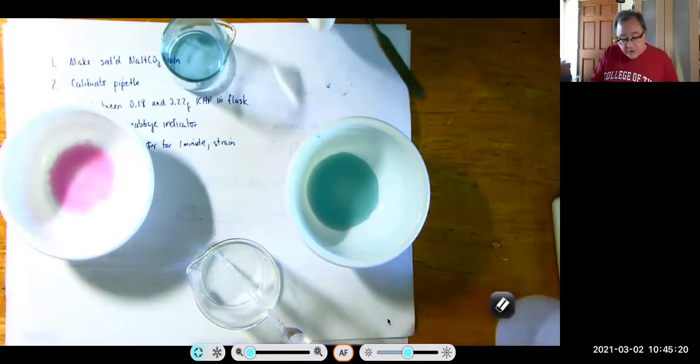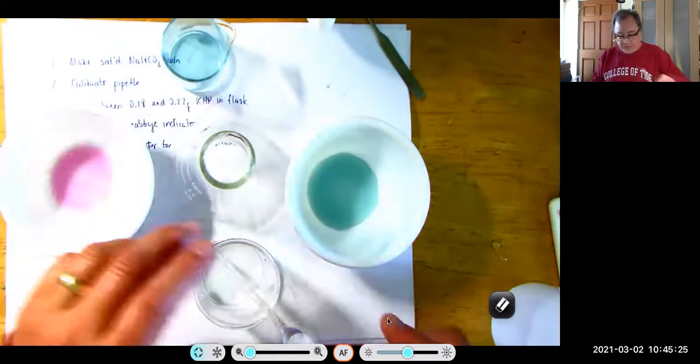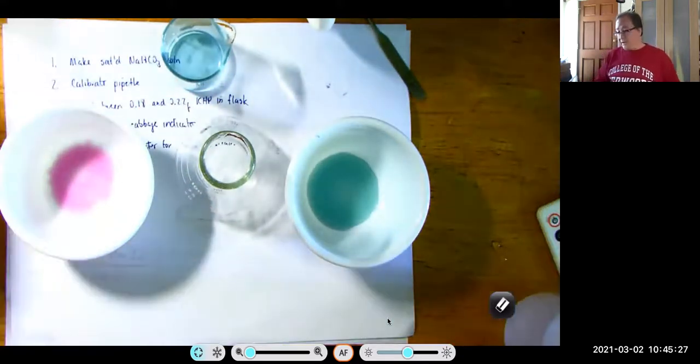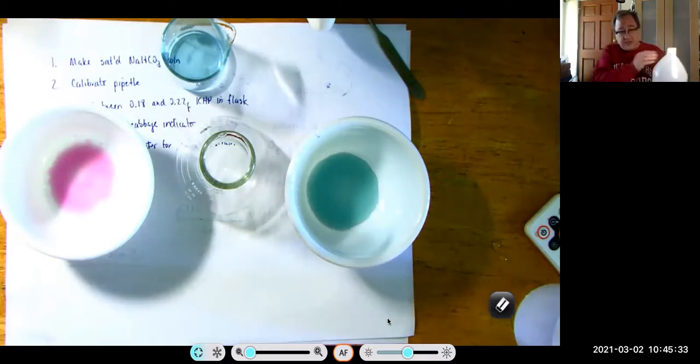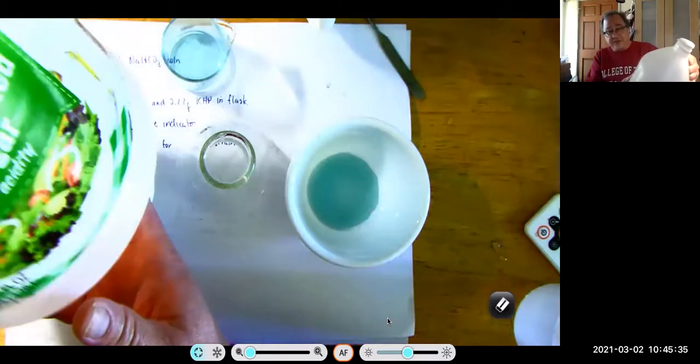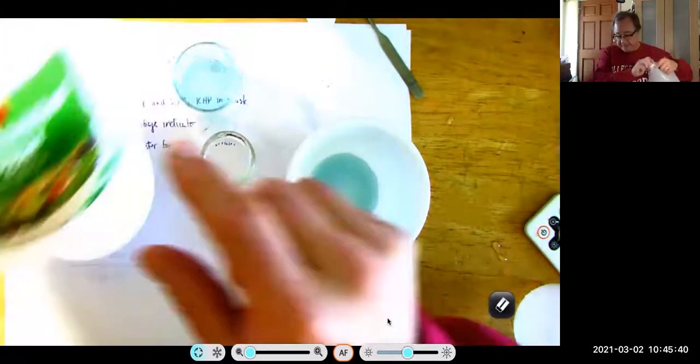And remember, you're going to do this titration 2 times. So what do we do next? Next, we use our vinegar. And let's see, where is my vinegar? Ah, here it is. So here's my jug of vinegar. You can see right in big letters, it says 5% acidity.